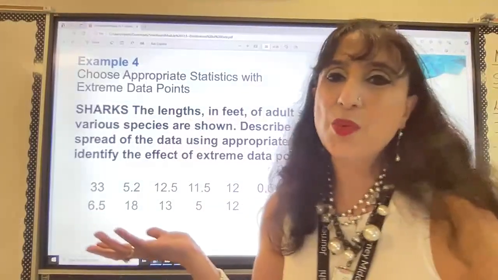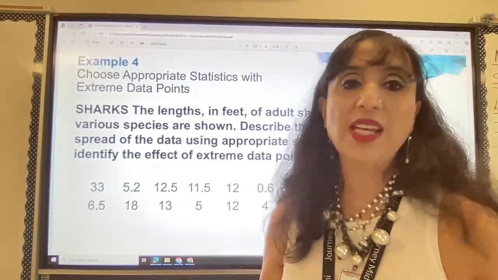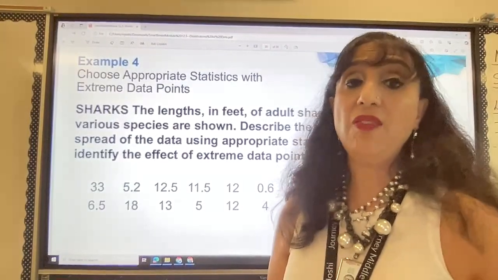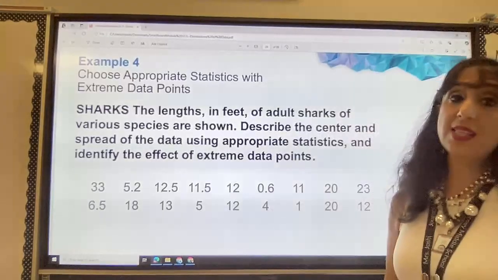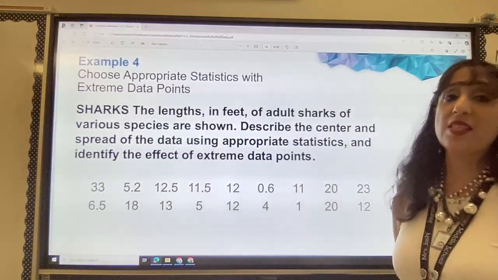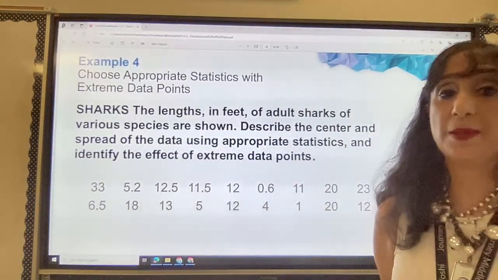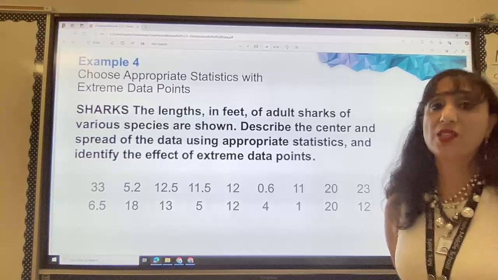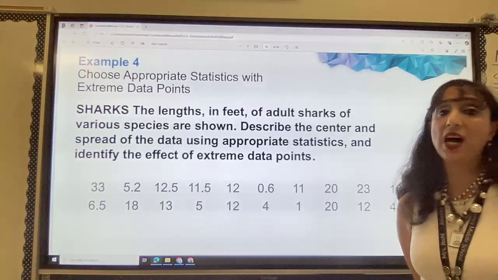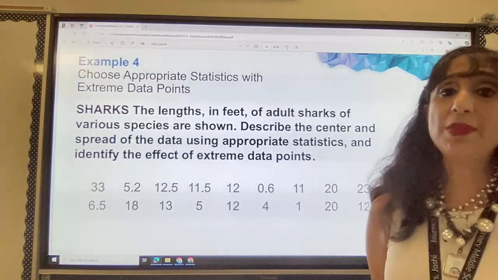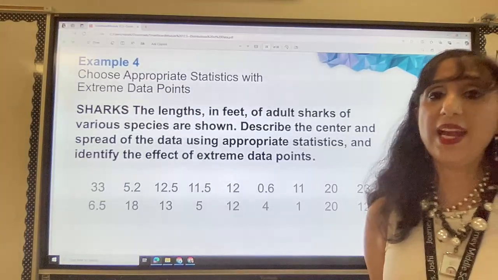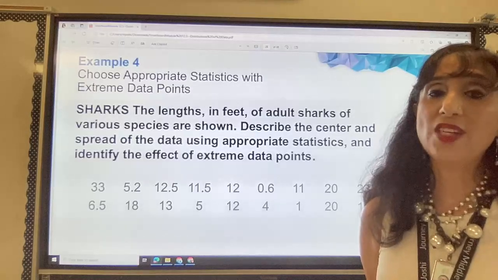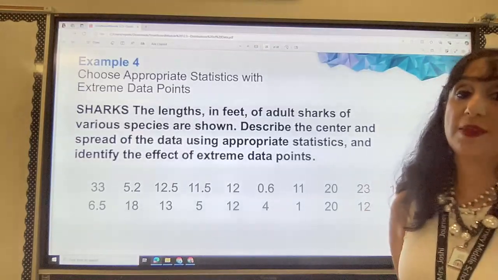So here's the last question. Once again, everything is calculator based in this module. Let's see what it's saying. Choose appropriate statistics with extreme data points. So sharks. The lengths in feet of adult sharks of various species are shown. Describe the center and spread of the data using appropriate statistics and identify the effect of extreme data points.